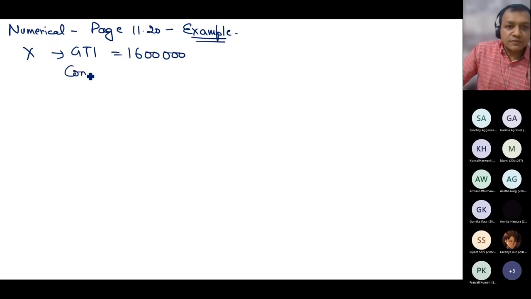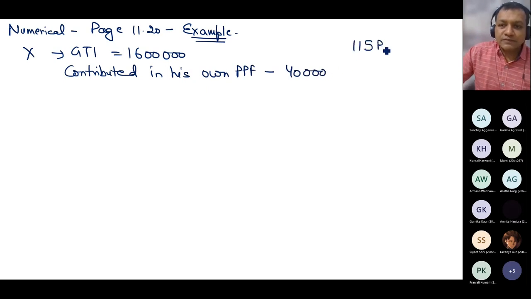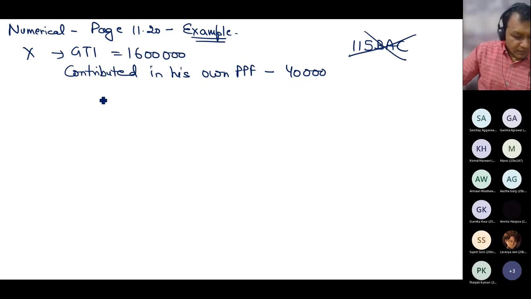He contributed in his PPF. Hurry up, note it down very fast. In his own PPF, he has contributed 40,000. He has not opted for the optional taxation scheme. He has donated in 4 different funds.